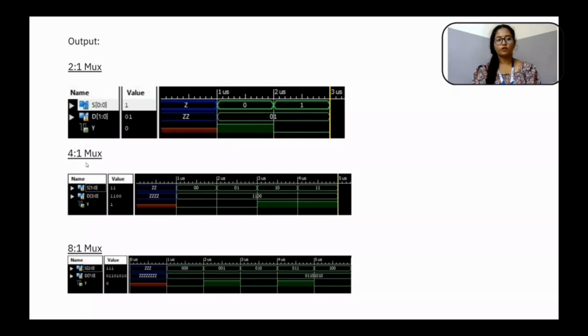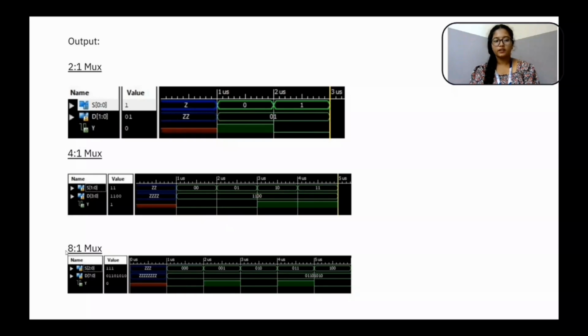Here for the 4-to-1 multiplexer, the select line is 11 and the input is 1100, and the output here is 1. So the corresponding output screen is given here in microseconds.